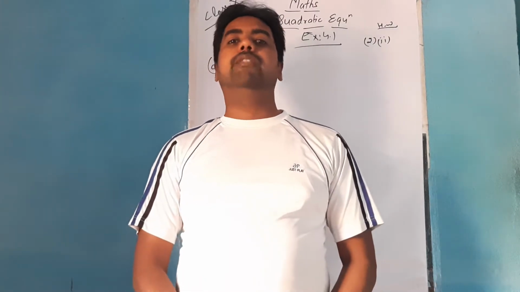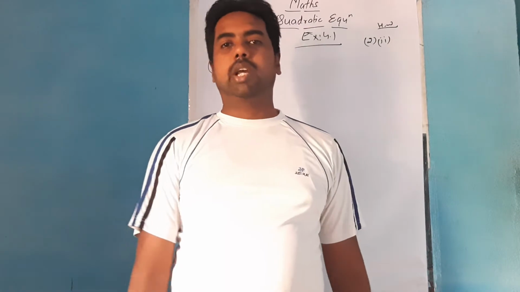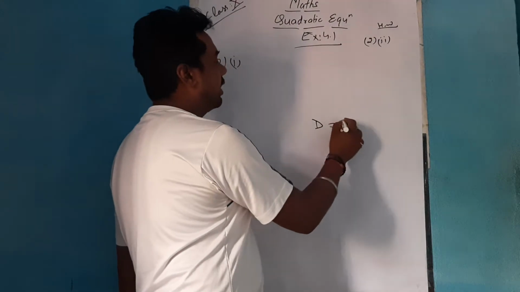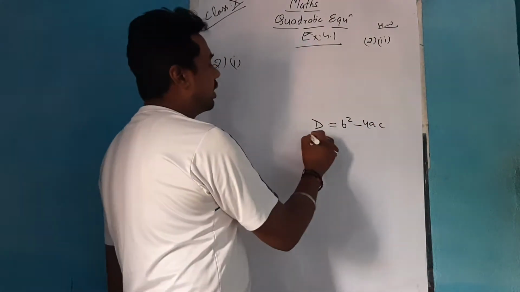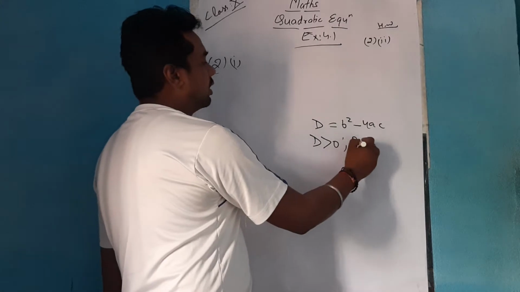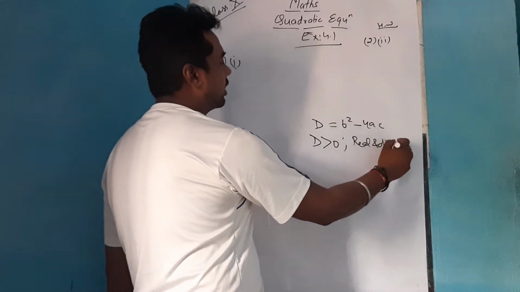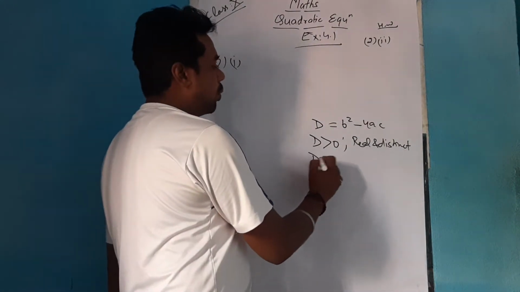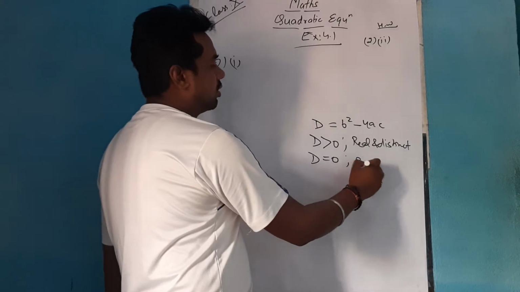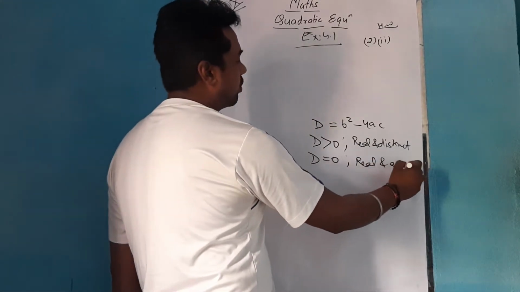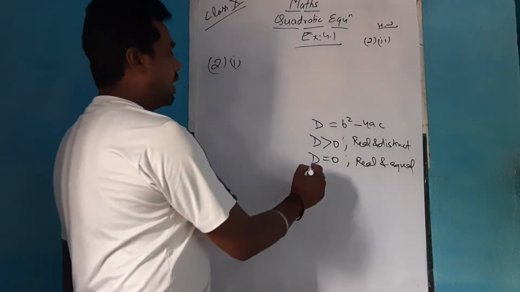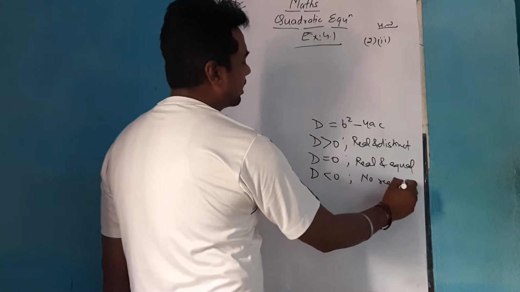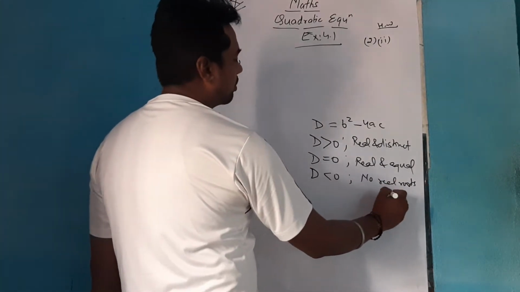In my previous video I told you about the nature of roots, how we can check the nature of roots. We have seen that when the value of D, which is given as b square minus 4ac, is greater than 0, then the roots are real and distinct, that is, two distinct roots come as the answer. When the value of D is equal to 0, then the roots are real and equal. In this case we get two equal roots. And when the value of D is less than 0, no real root exists. In this case real roots are not possible.